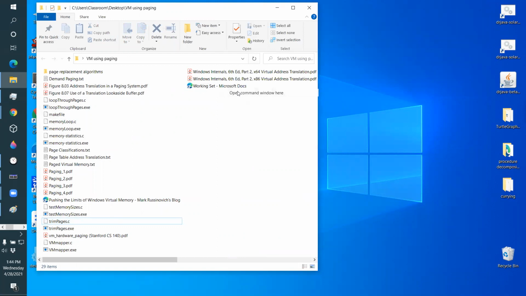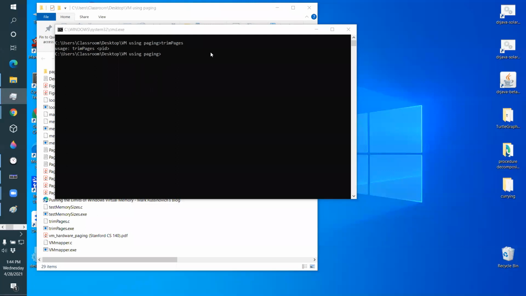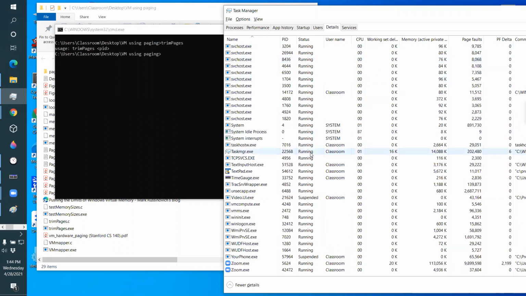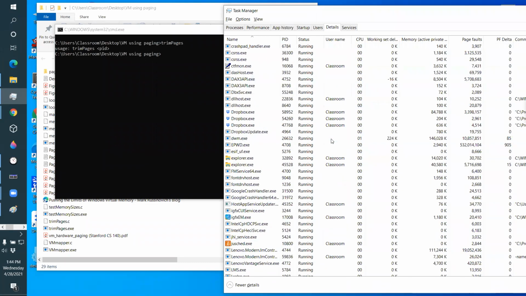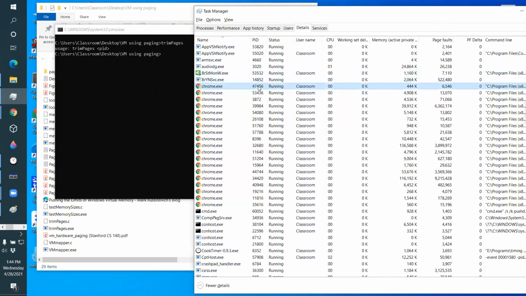If I open up a command prompt here, I can run this program, trim pages. The trim pages program wants to know what process it should do this to. So I go to Task Manager and I pick a process. I'm going to pick one of these Chrome processes. Notice it's not page faulting right now. It's process number 47456.